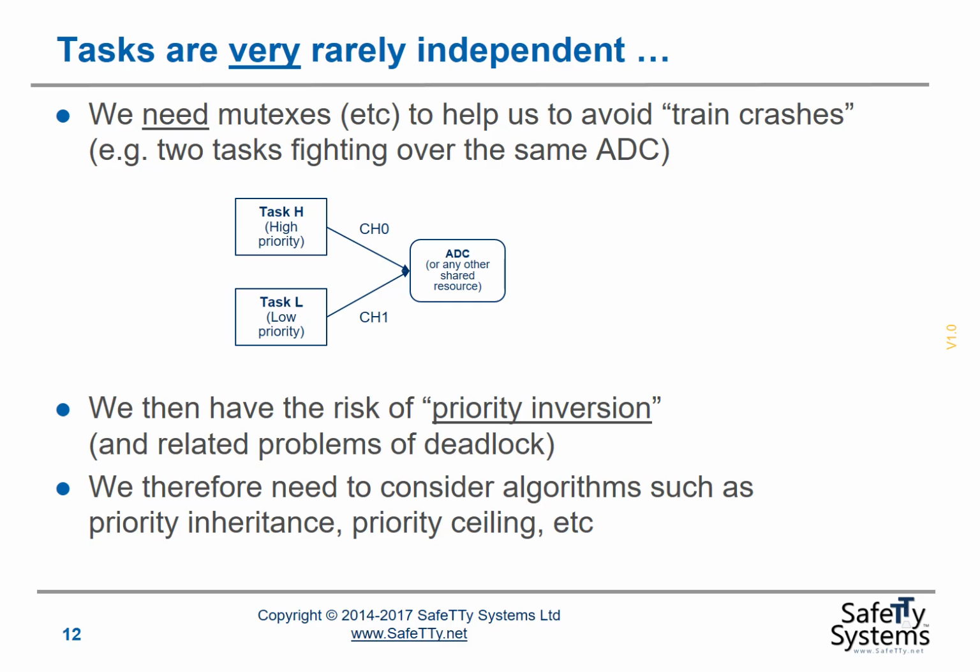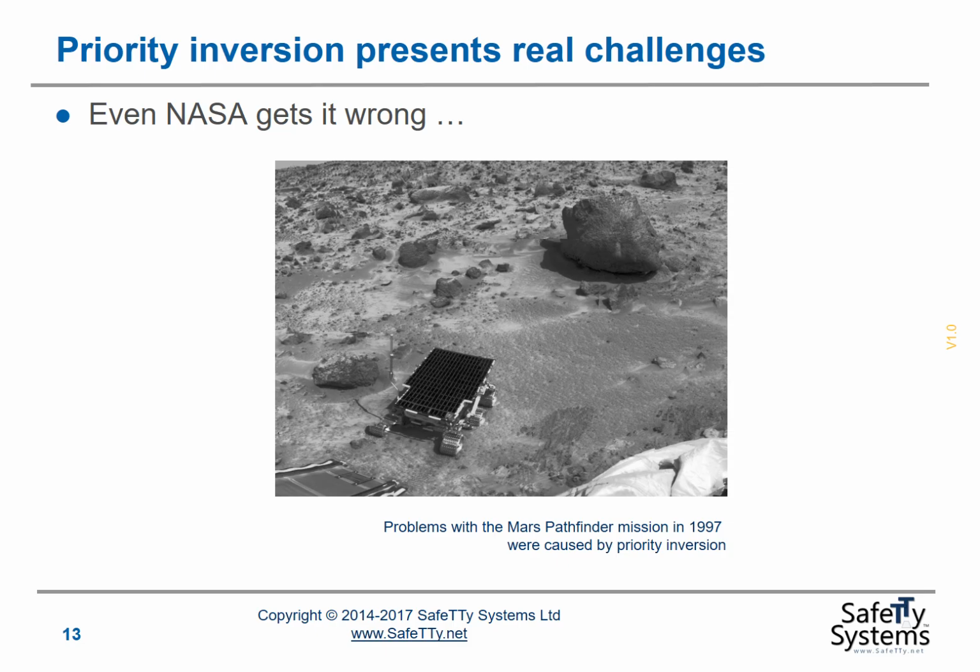So once we start to have multiple tasks in our system, we can't simply use a simple RM model. We have to consider algorithms such as priority inheritance, priority ceiling, etc., to avoid us having problems with our tasks of multiple priority that can be triggered at random times. This is not a trivial problem. Even with the resources of NASA, the Mars Pathfinder mission in 1997 had significant problems that took a lot of effort to solve when they had a priority inversion problem in part of the system.